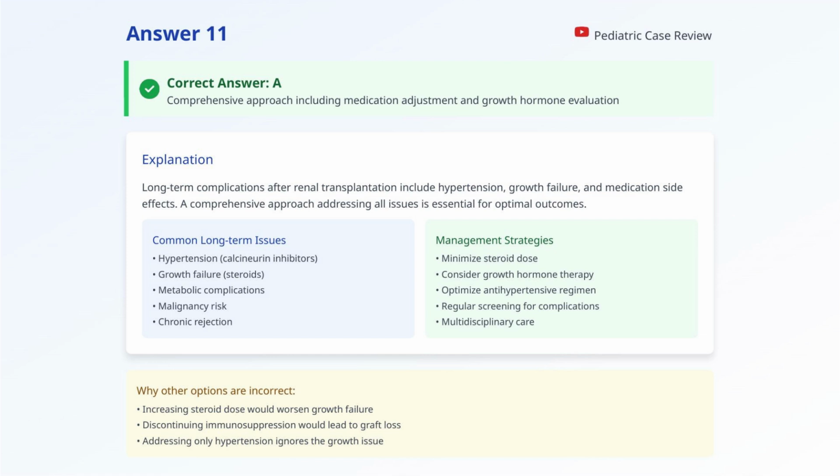The other options are incorrect because increasing steroid dose would worsen growth failure, discontinuing immunosuppression would lead to graft loss, and addressing only hypertension ignores the growth issue.